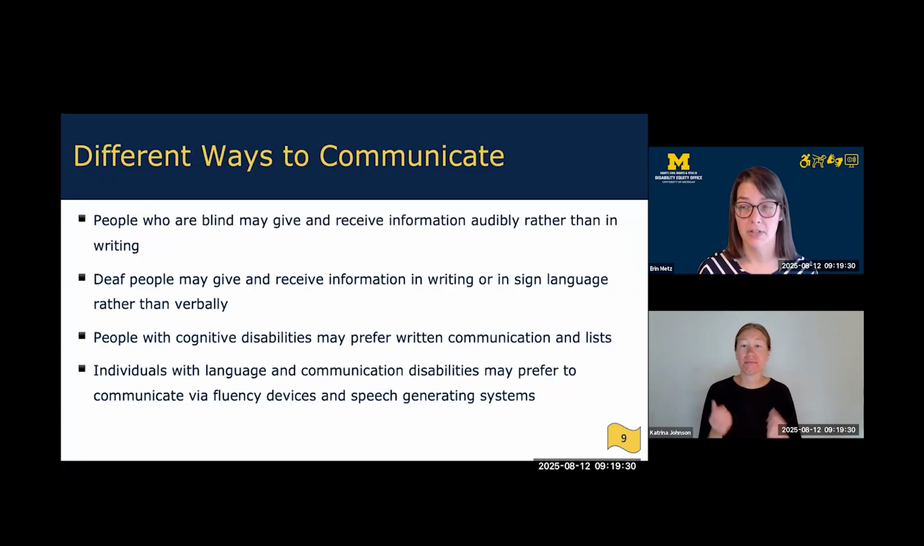There are many different ways in which individuals can communicate, and it's important to recognize and respect this diversity. For example, individuals who are blind may prefer to give and receive information audibly rather than in writing. Those who are deaf may choose to communicate through written text or sign language instead of spoken language. Individuals with cognitive disabilities might find it helpful to use written communication or lists in order to express themselves or process information. For those with language or other communication disabilities, communication can be facilitated through the use of fluency devices or speech generating systems.